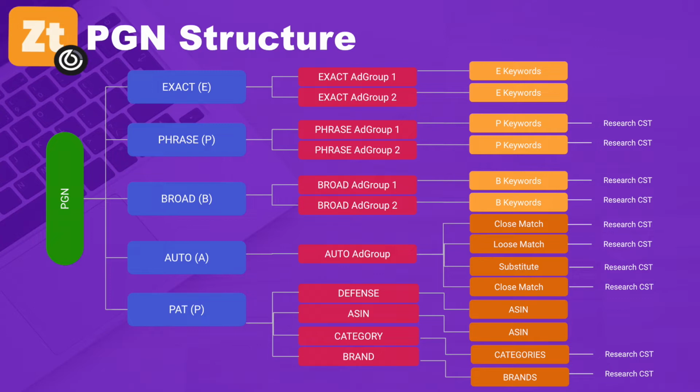The way we select the budget allocation and bid amount is based on the likelihood for you to convert exact match. The defense ad group and ASIN ad group have the highest likelihood for you to convert in a sale, whereas the phrase, broad, auto, brand, and category are research campaigns and research ad groups which are less likely to convert. So in order to risk less money, we will budget slightly less and bid slightly less.